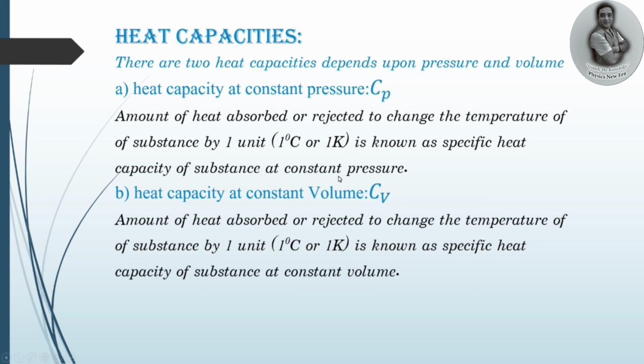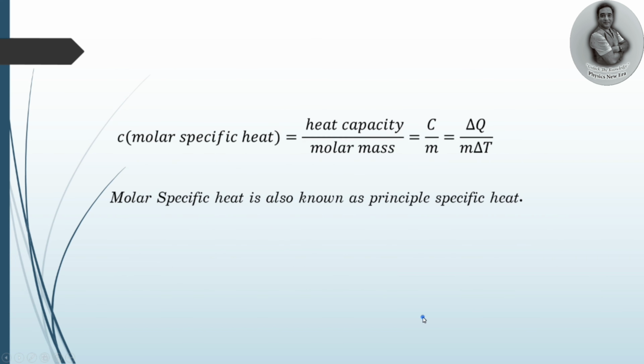Similarly, constant pressure is very important, because heat capacity depends upon the pressure and volume, as I already told you. The next is heat capacity at constant volume. The amount of heat absorbed or rejected to change the temperature of a substance by 1 unit, that is 1 degree Celsius or 1 Kelvin, is known as the heat capacity of a substance at constant volume. So this is your heat capacity at constant pressure and heat capacity at constant volume.